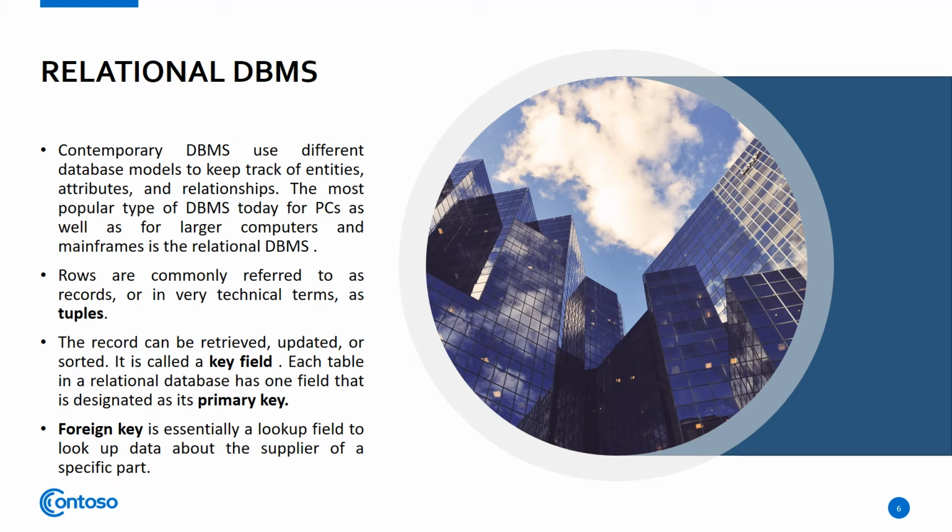We go through to relational DBMS. Contemporary DBMS use different database models to keep track of entities, attributes, and relationships. The most popular type of DBMS today for PCs as well as for larger computers and mainframes is the relational DBMS. Relational databases represent data as two-dimensional tables called relations. A table may be referred to as a file. Each table contains data on the entity and its attributes.